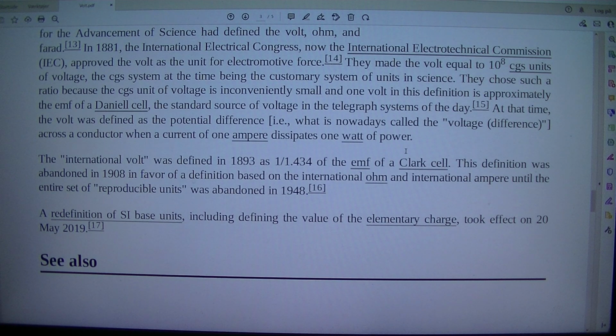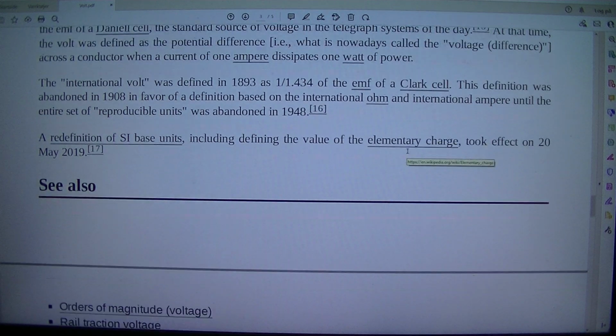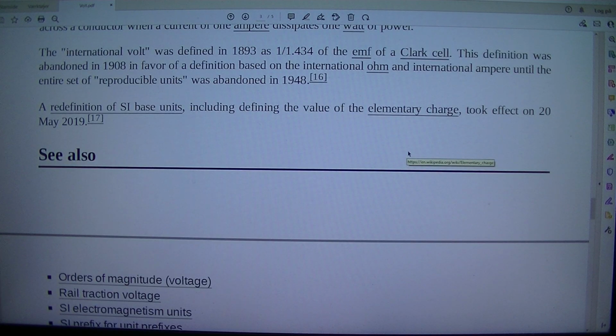The international volt was defined in 1893 as 1/1.434 of the emf of the Clark cell. This definition was abandoned in 1908 in favor of a definition based on the international ohm and international ampere, until the entire set of reproducible units was abandoned in 1948. A redefinition of SI base units, including defining the value of the elementary charge, took effect on 20 May 2019.